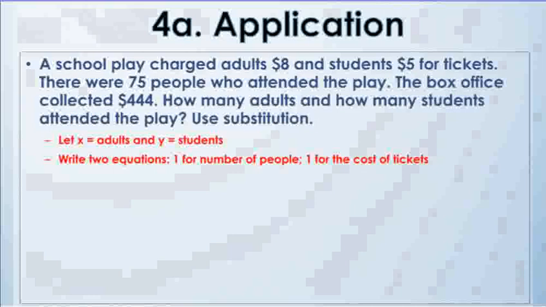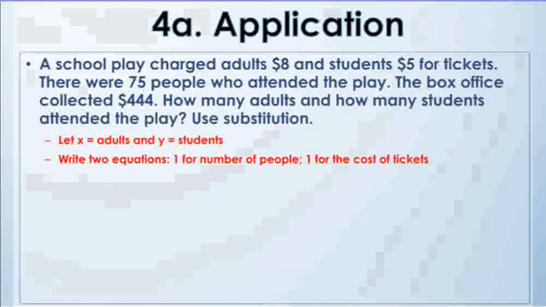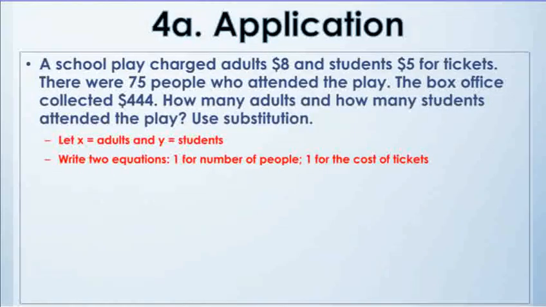And let's look at some application problems. A school play charged adults $8, students $5 for tickets. There were 75 people who attended the play. The box office collected $444. How many adults and how many students attended the play? Use substitution. Let x be adults and y be students. And then you write two equations, one for the number of people and one for the cost of tickets.